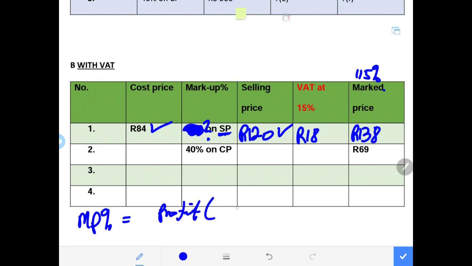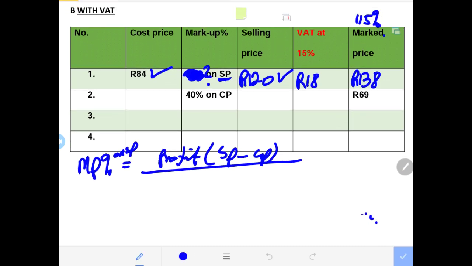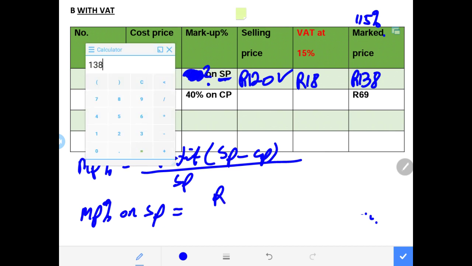How do we get to profit? Profit is the selling price minus cost price. We divide. What do we divide with? We are calculating markup percentage on selling price. Let me be clear on that one. So because it's on selling price, then we need to divide by the selling price. We are calculating markup percentage on selling price.